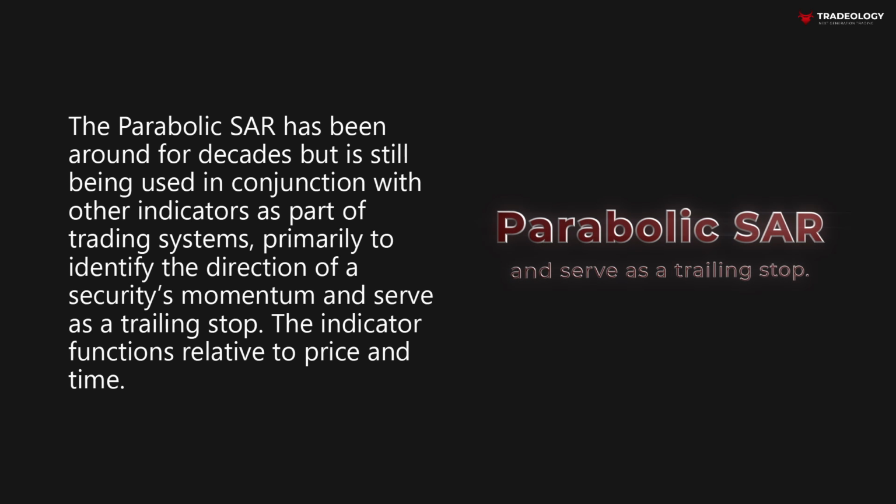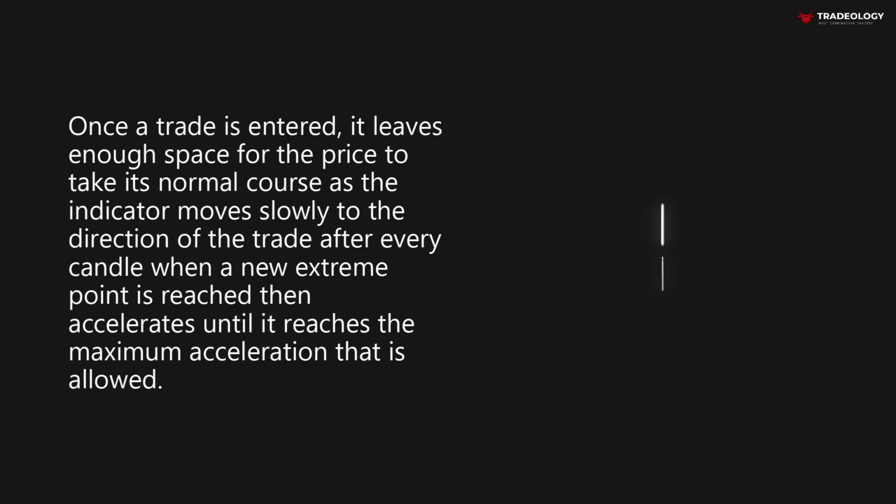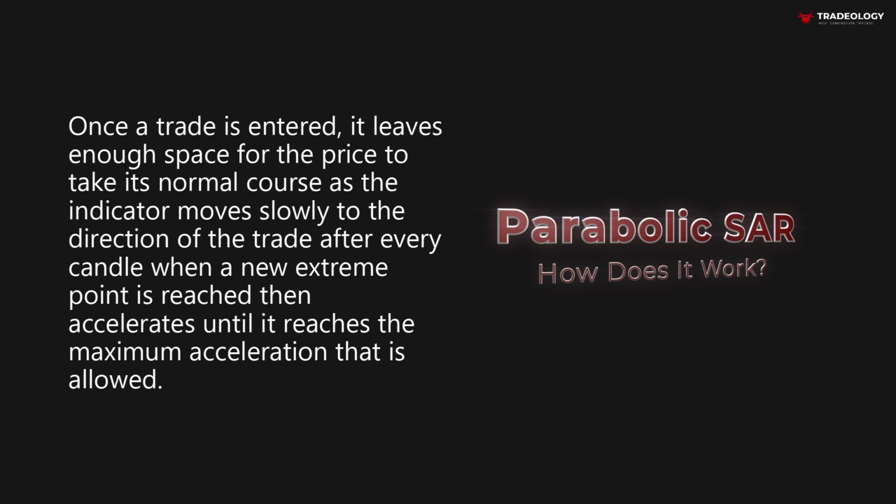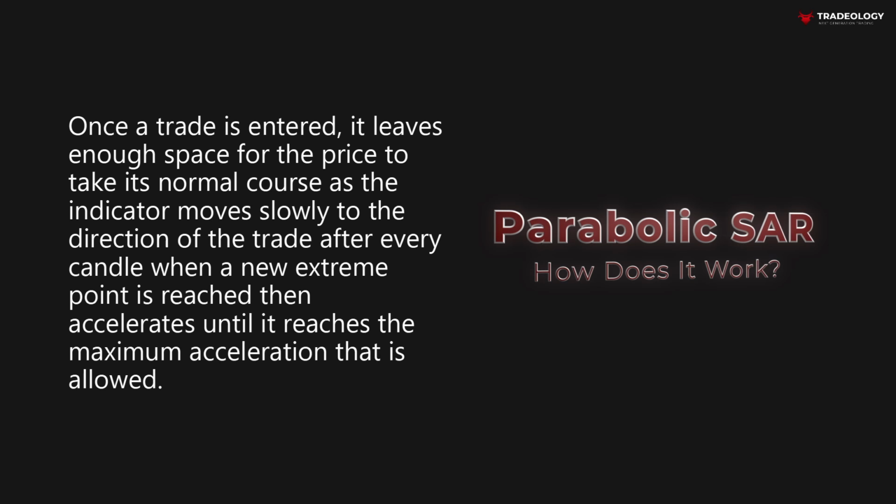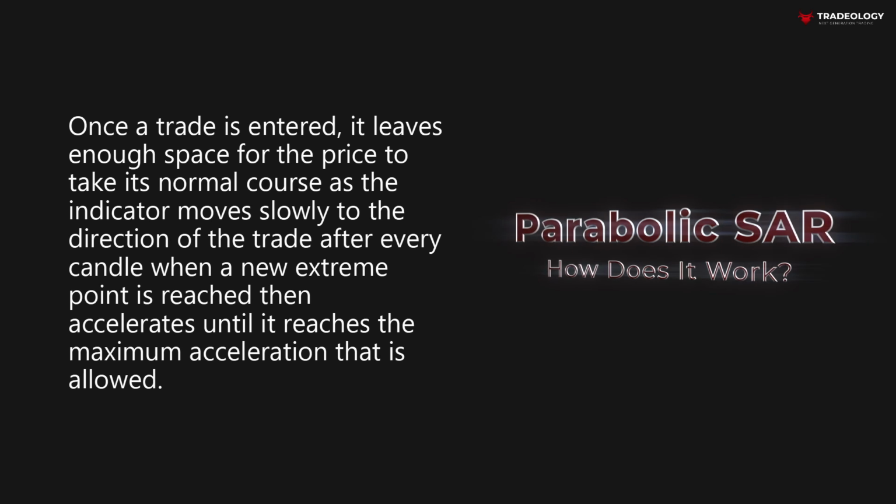The indicator functions relative to price and time. Once a trade is entered, it leaves enough space for the price to take its normal course as the indicator moves slowly to the direction of the trade after every candle when a new extreme point is reached, then accelerates until it reaches the maximum acceleration that is allowed. We'll look at this in a few images shortly.